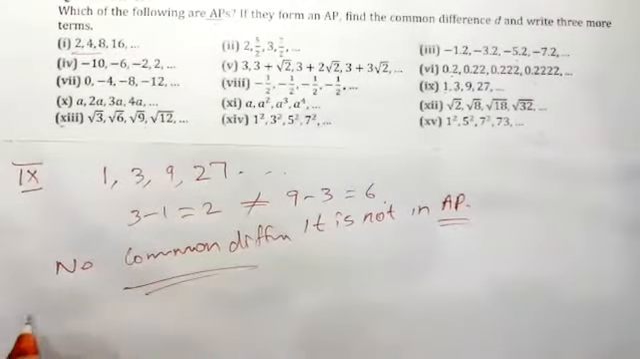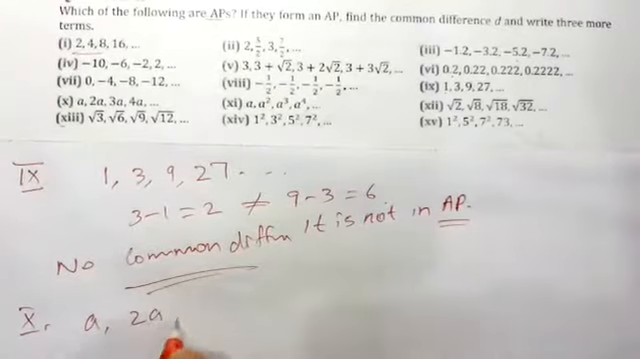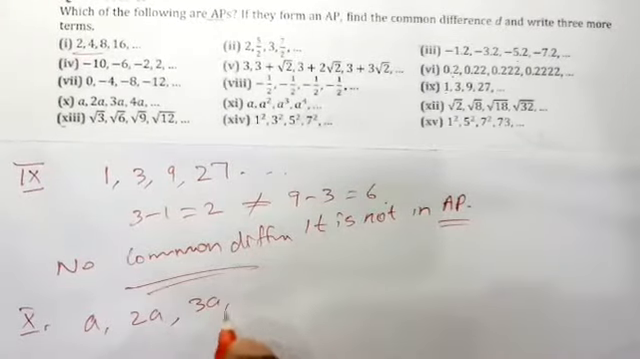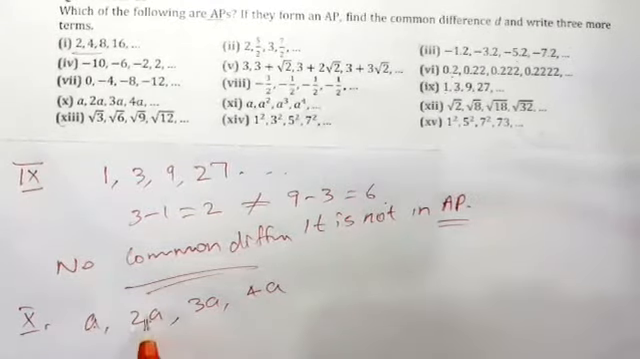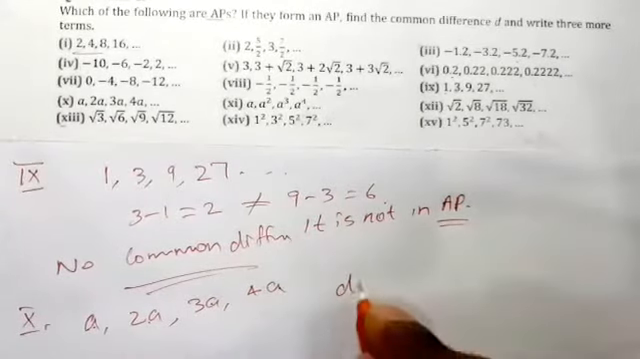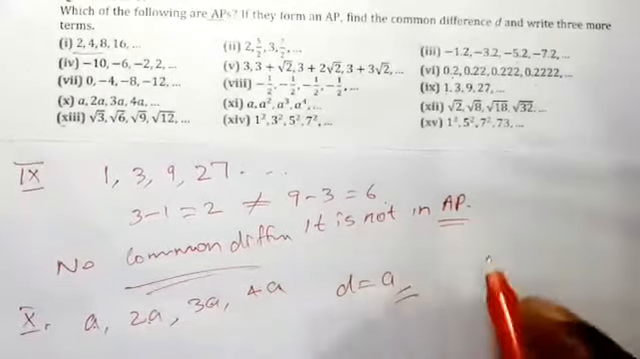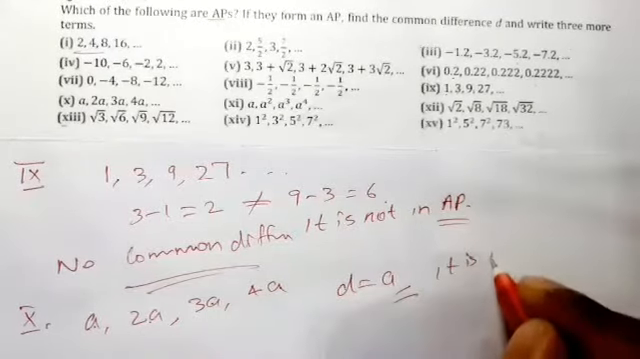Now we are going to discuss the 10th question. The 10th question: A is there, 2A is there, 3A is there, 4A is there. By looking we can understand. Here A is there, one more A is added, we reach 2A. One more A is added, 3A. One more A, 4A. So what are we adding? A is added. So D is equal to A. The common difference is A. So it is in AP. Here the common difference is there.